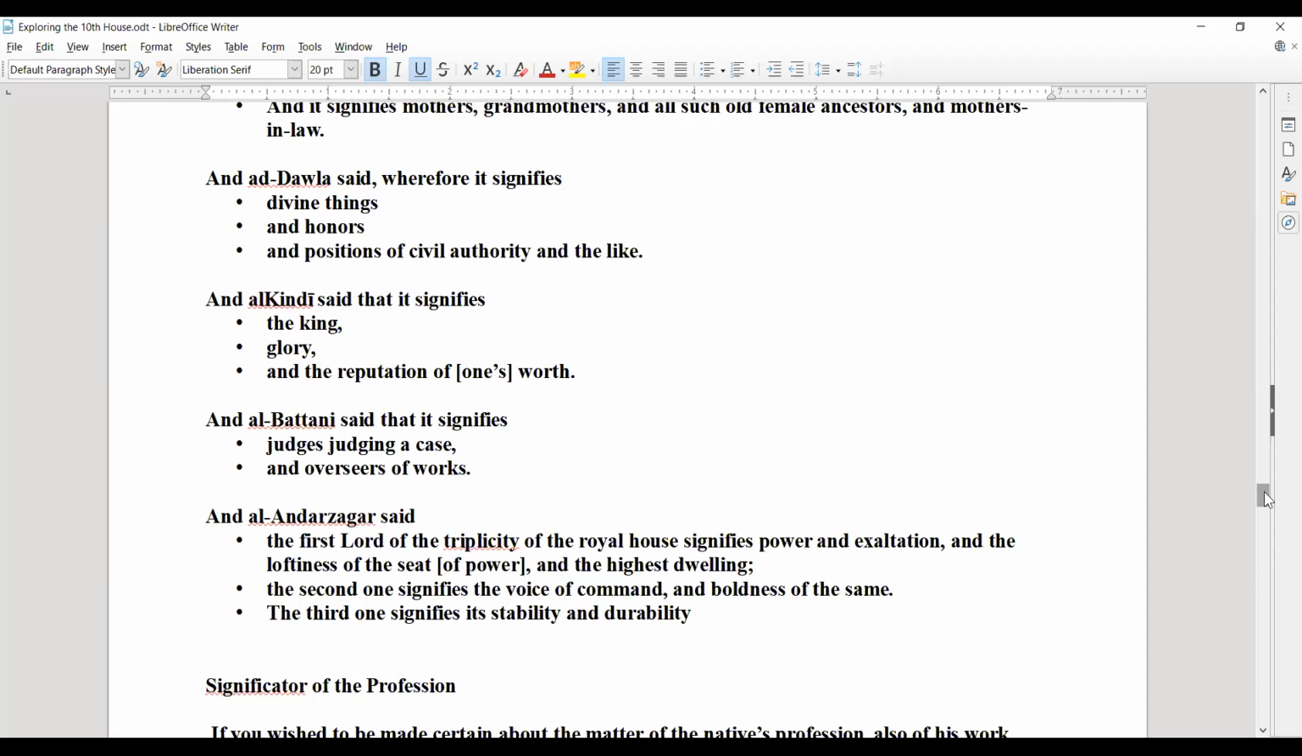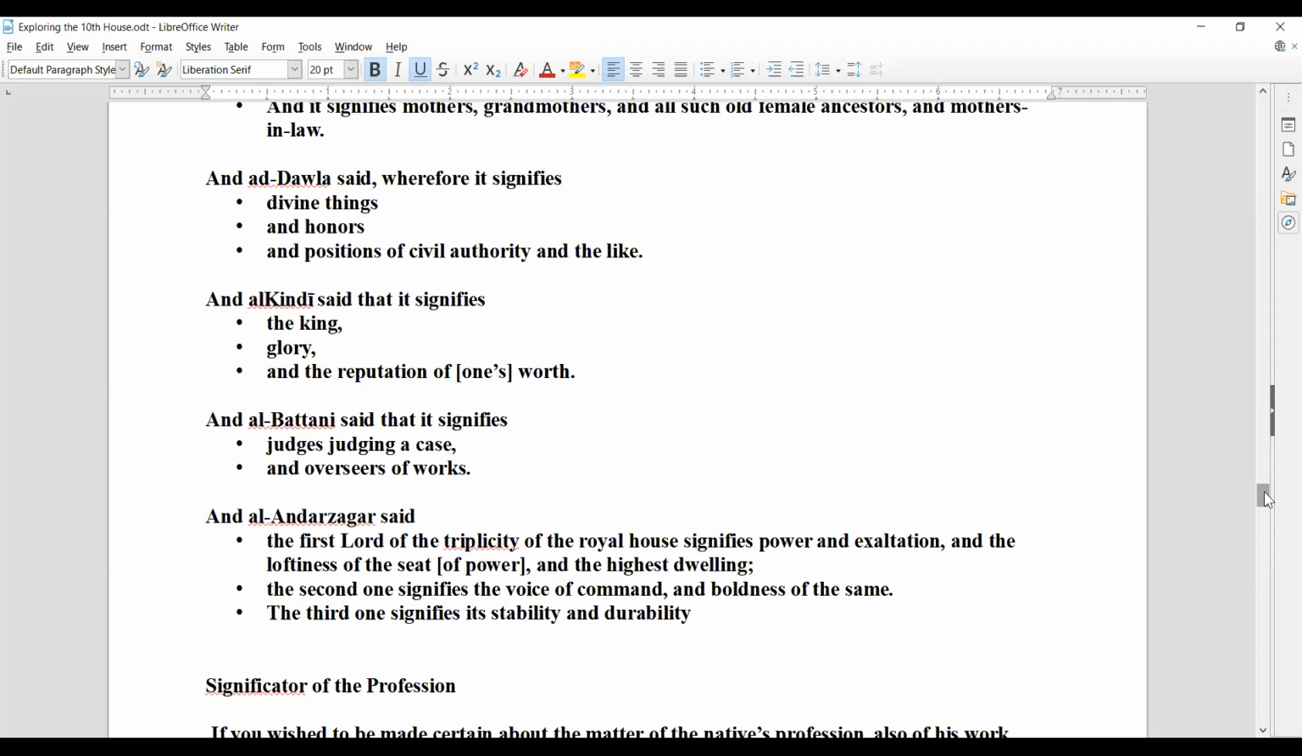They're using the 3rd house of communications and messages and things of that nature. But ultimately, they're 10th house. They're public people, and so the 10th house is your public persona. And your reputation for what you are known, the actions for which you are known. Okay, so divine things, honors, positions of civil authority, the king, glory, and reputation. So there it is, king, glory, and reputation of one's worth.